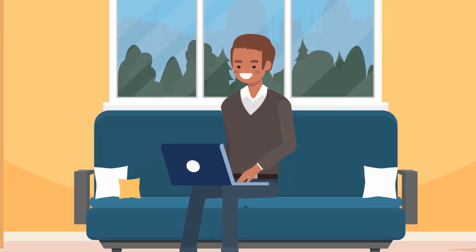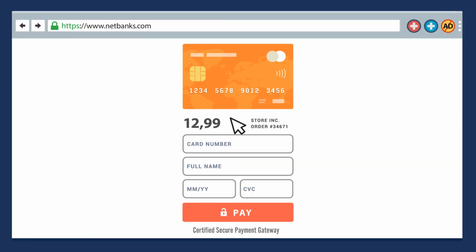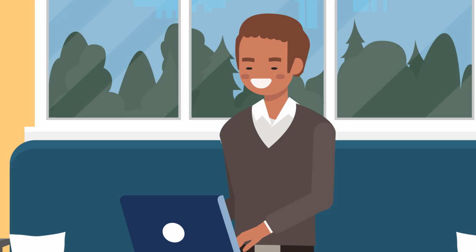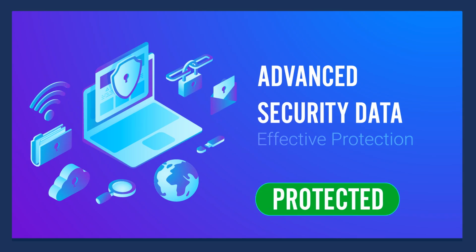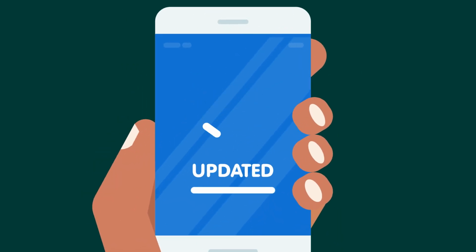Now, whenever Ray is browsing the internet, he is more cautious about the mails he receives, the websites he visits, and the online transaction he makes. He understands why it is important to keep his personal information discreet. He uses advanced antivirus solutions for his system and keeps his smartphone up to date.